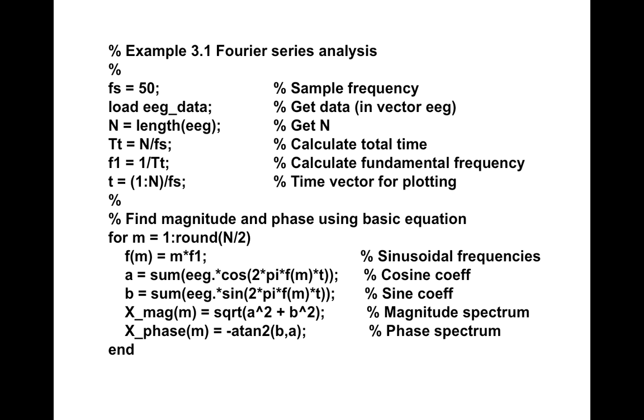So finding the magnitude and phase using the basic equation is shown here. Here are the a coefficients, here are the b coefficients, and then the magnitude is going to be the square root of a squared plus b squared, and the phase will be the inverse tangent of b over a. If you have not done a phase and magnitude conversion from sinusoids, then you can look that up because that's basically what this is doing. This is going from rectangular to polar coordinates.